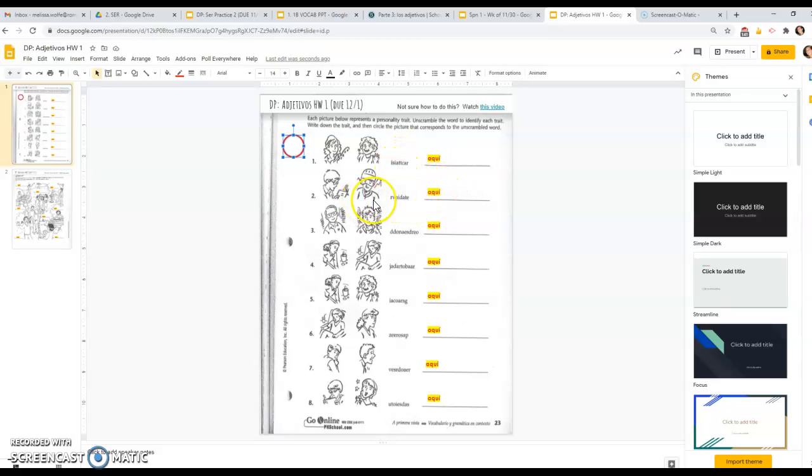So again, step 1, look at the pictures, figure out what the pictures are saying to help you narrow it down. Then step 2, unscramble the word, put it here. And then step 3, grab one of these red circles and circle which of the two it was talking about.